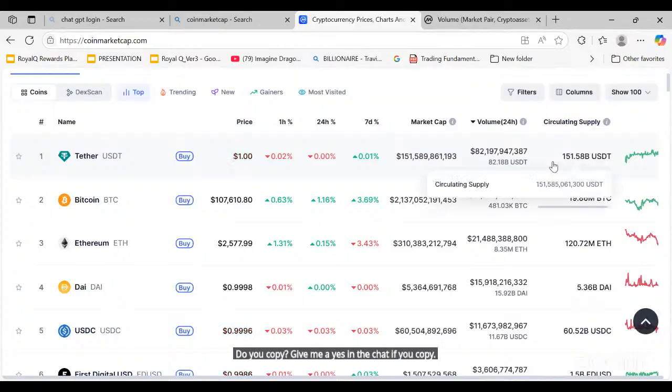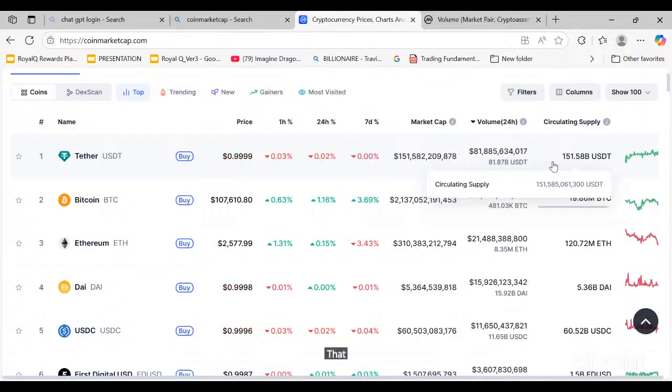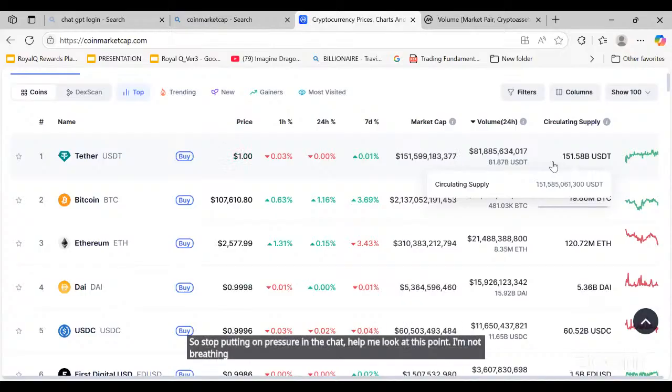Guys, I'm not here to look at coins. I'm not here to define the prices of coins or analyze coins. I'm just here to help you learn to be a trader. Give me a one if I'm clear. At these early stages, I will not be analyzing coins for you or talking about particular coins. That will come later. We are now learning from zero. So stop putting pressure in the chat.